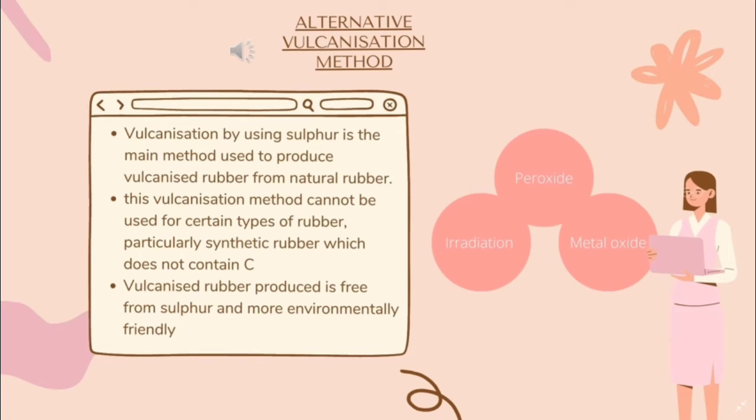Alternative vulcanization method. Vulcanization by using sulfur is the main method used to produce vulcanized rubber from natural rubber. This vulcanization method cannot be used for certain types of rubber, particularly synthetic rubber which does not contain carbon. Vulcanized rubber produced is free from sulfur and more environmentally friendly.